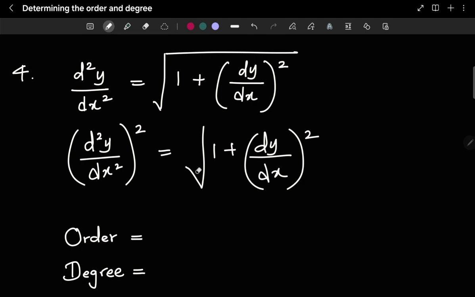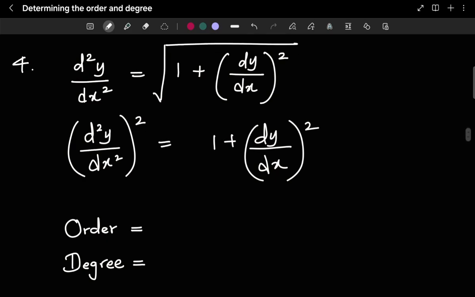So here we get the equation like this: d squared y by dx squared whole thing squared equals 1 plus dy by dx squared. So determining the order, the highest derivative of this equation is d squared y by dx squared. So the order can be written as 2, and the highest derivative of this equation is raised to the power 2 here. So the degree is the exponent of this d squared y by dx squared, which is 2. So the degree and order are both 2 in this equation.